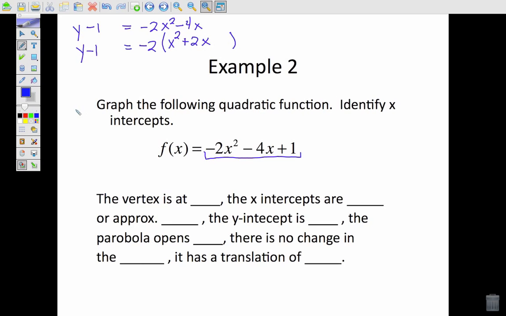Now we're ready to complete the square with my middle term. So I'm going to add half of 2. Half of 2 is 1.